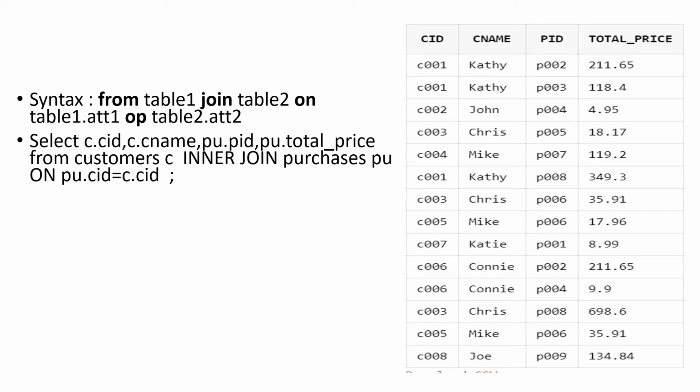So here the first form is done by joining two tables followed by an on clause, on the condition relating the common attributes. Here CID is the common attribute between my customers and the purchases table. So using that condition in an on clause, we are joining both tables and retrieving the resulting table as shown here.